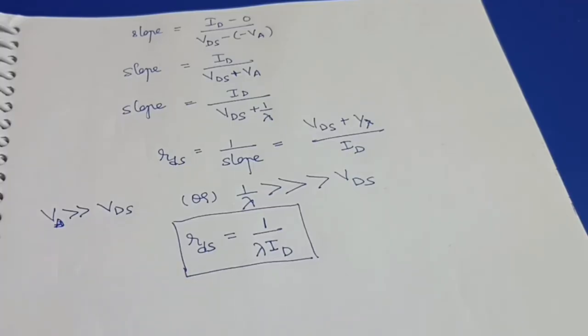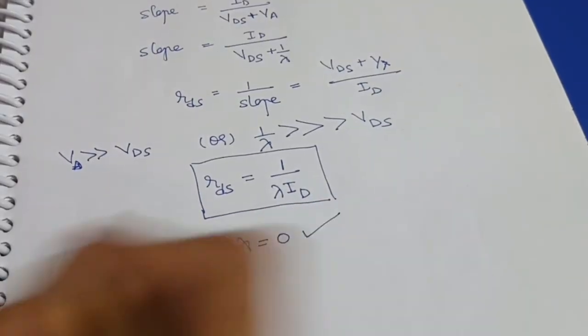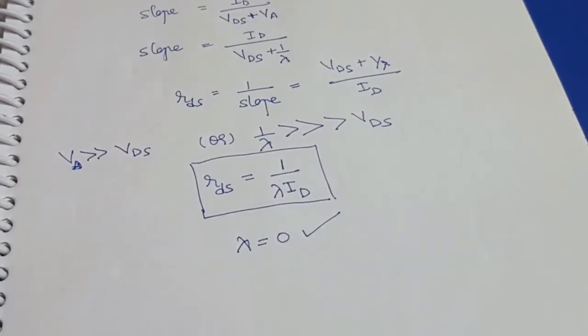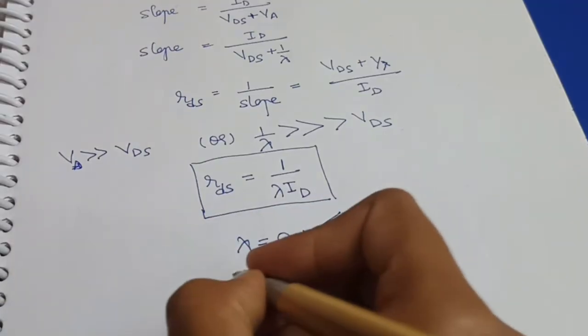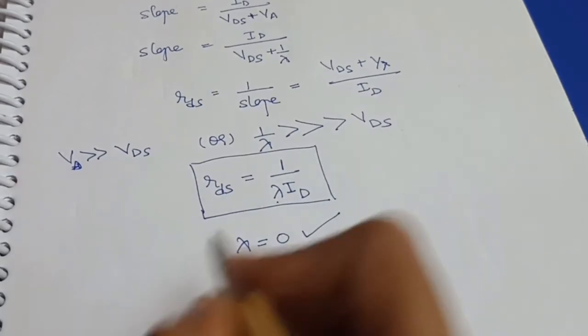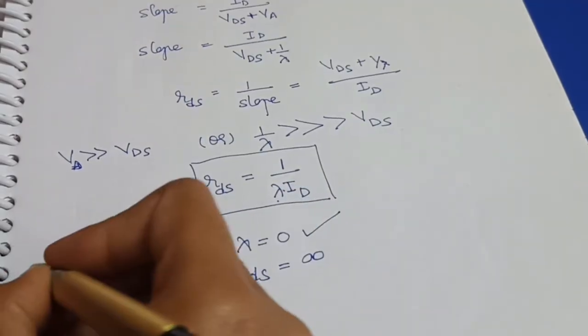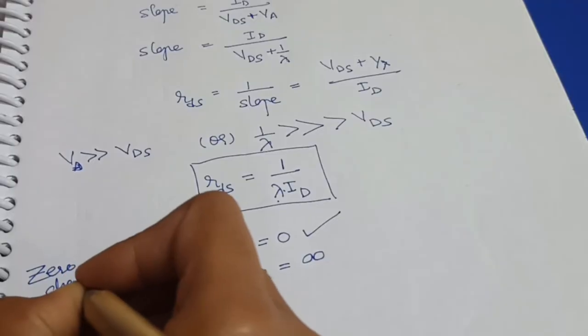Now, second case is that if MOSFET has negligible channel length modulation, then drain current remains constant in saturation region, that is slope will become 0, and this means that this lambda also becomes 0 for negligible channel length modulation, right? In that case, we can use rds as infinity. We can substitute lambda 0, then it will become infinite. So this is the case for zero channel length modulation.